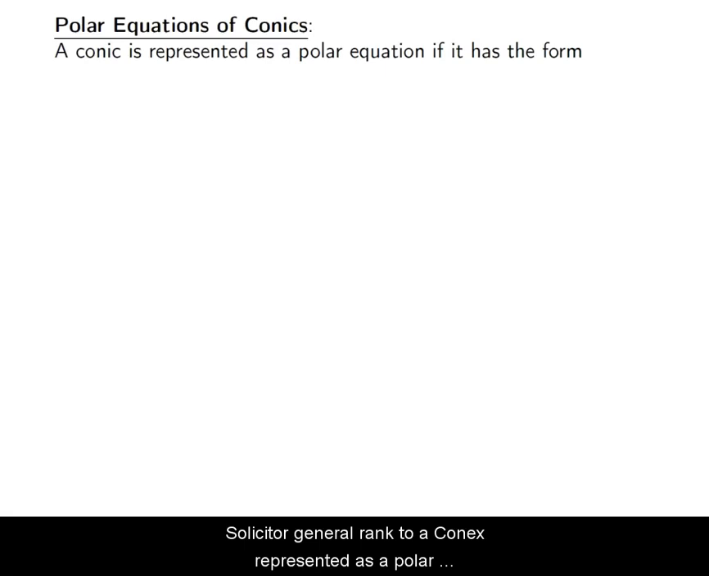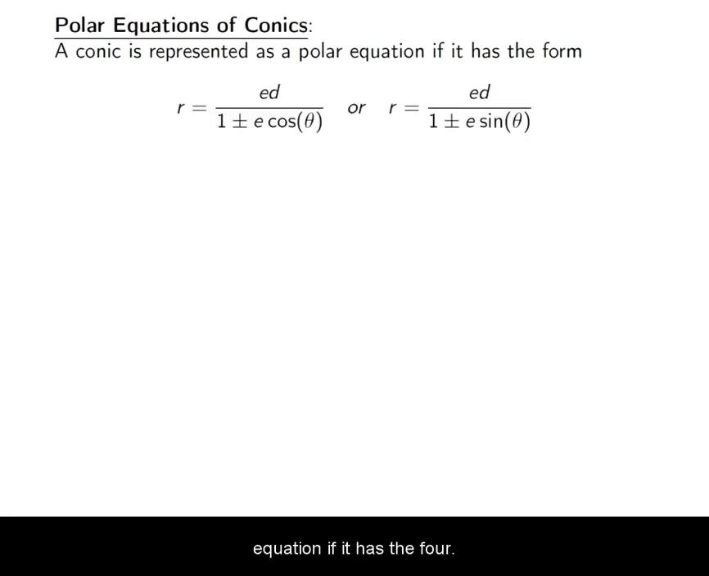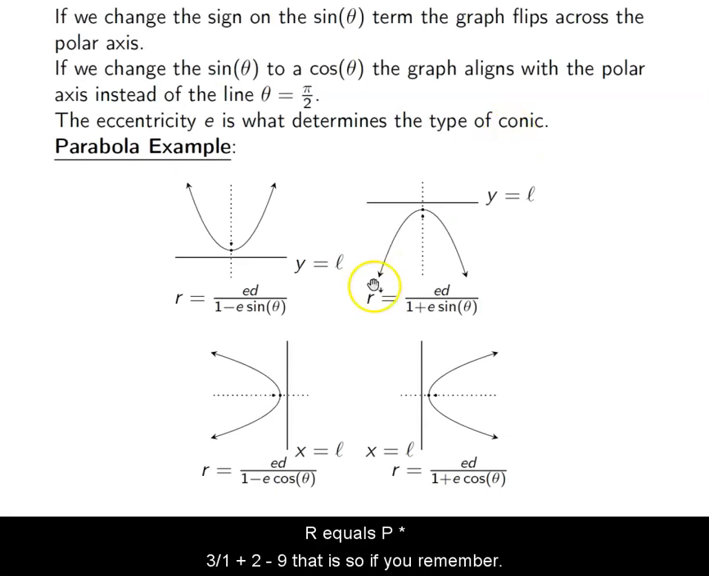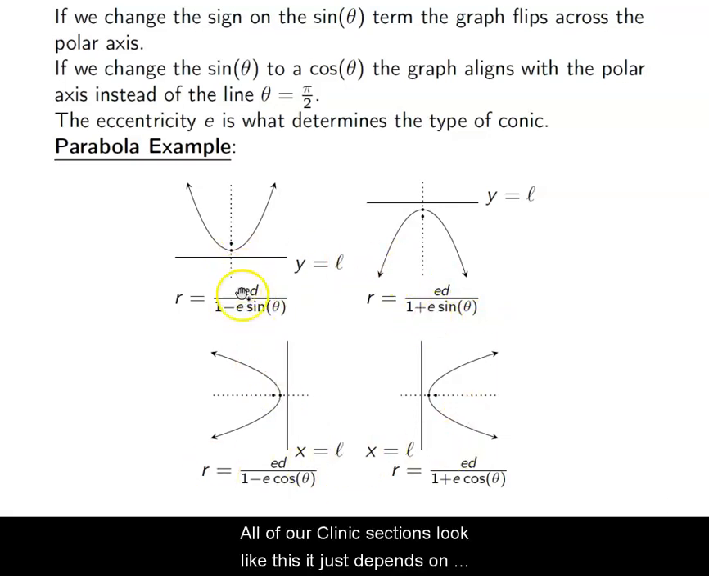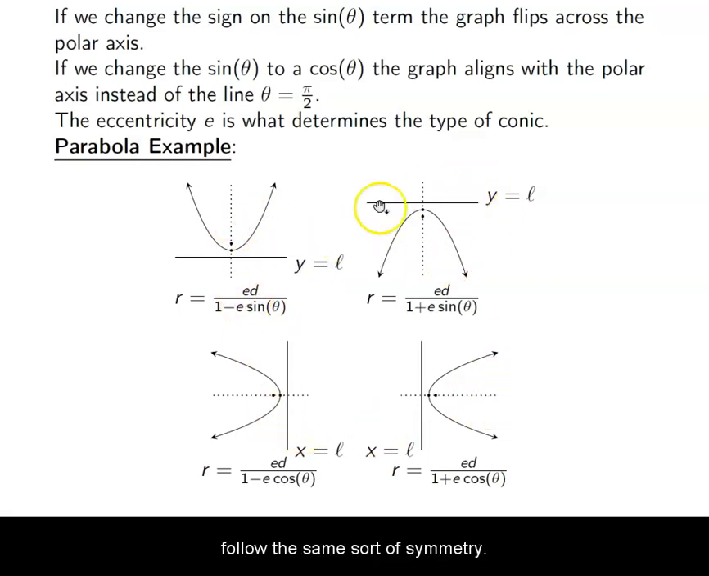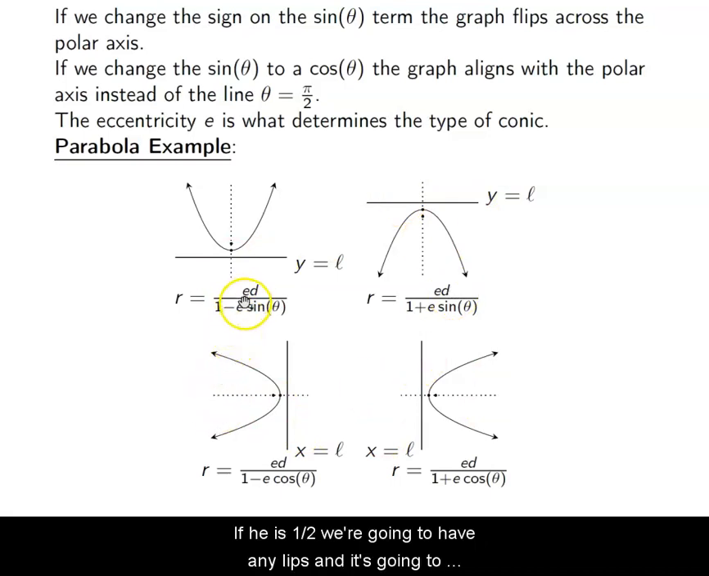So let's just talk about this in general. A conic is represented as a polar equation if it has the form r equals e d over 1 plus or minus e cosine theta, or r equals e times d over 1 plus or minus e sine theta. If you remember, 10 seconds ago, that's what these look like. All of our conic sections look like this. It just depends on what our value of e is. If e is 1, it takes on this shape. If e is, let's say 2, then we're going to have hyperbolas that follow the same sort of symmetry. If e is 1/2, we're going to have an ellipse, and it's going to follow the same sort of symmetry as well.